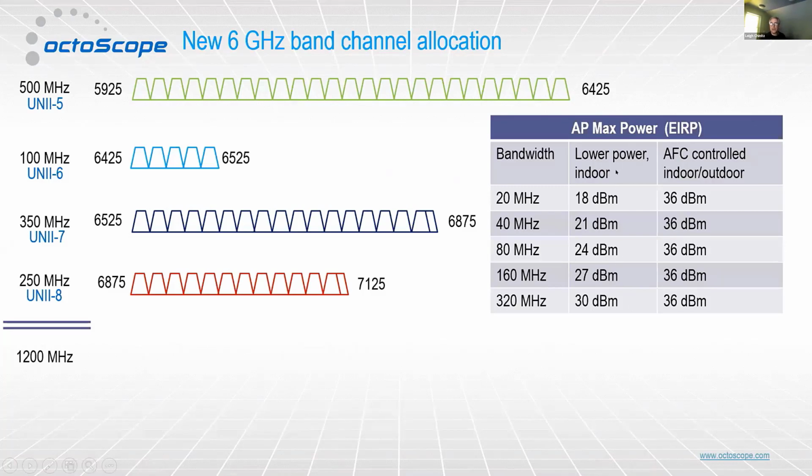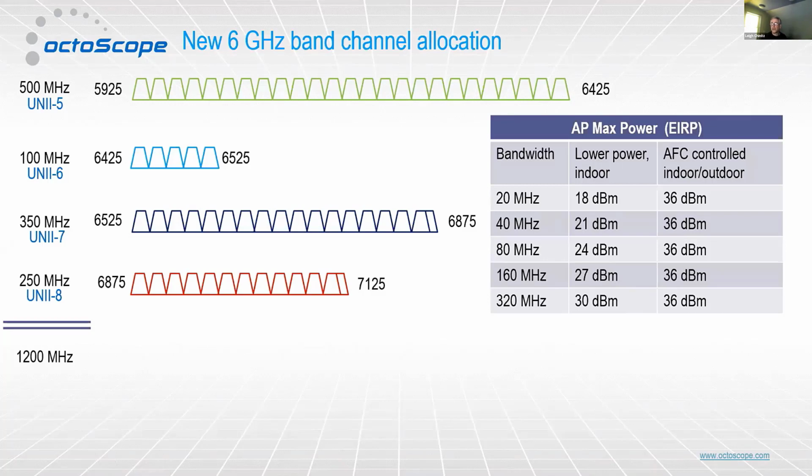So the way the regulatory regime has worked out here in the US, we're actually able to use these 6 gigahertz channels for two separate ways of using it. One is what they call low power use and only indoor. And the rules are the same for all these bands. Basically, depending on what bandwidth we're operating at for low power indoor, we have different amounts of transmit power that we can use.